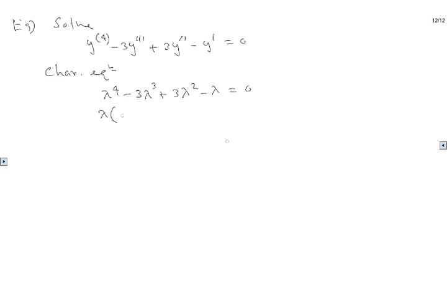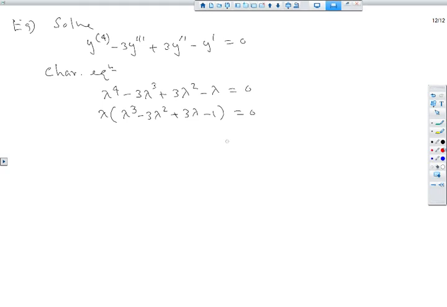It's always best to factor as much as you can. Then we have lambda cubed minus 3 lambda squared plus 3 lambda minus 1 equals 0. So again, this is a third order differential equation, and this is a degree 3 polynomial. What you can do is use the grouping method, but you can see that it's not going to work here, because if you take lambda squared from the first two terms, you will get lambda minus 3. There is no way you can create a lambda minus 3 in the other one. So that means the grouping method does not work.